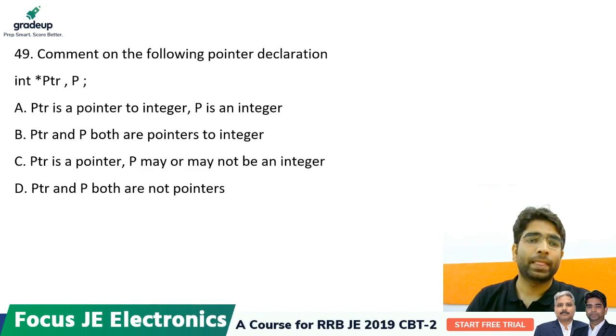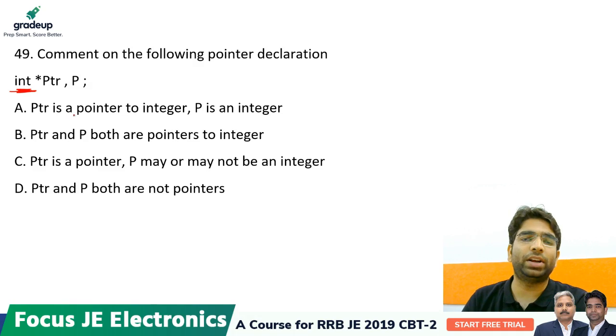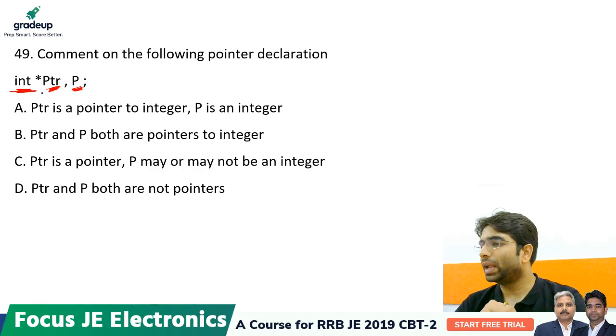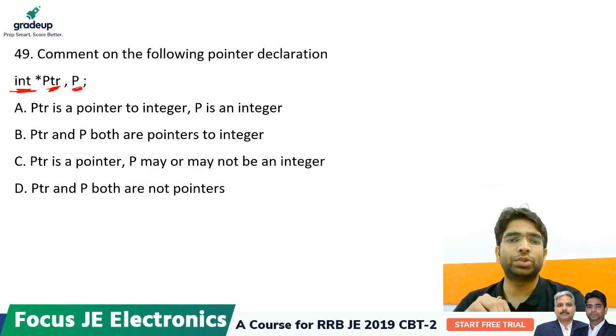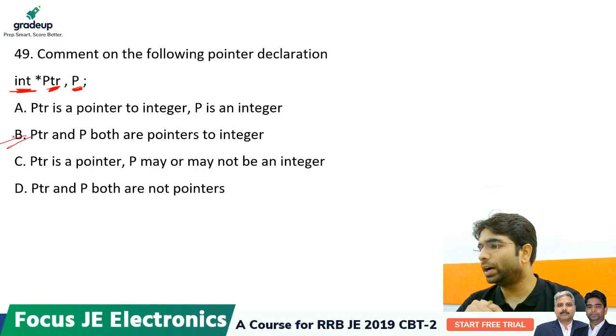The comment on the following pointer declaration, my dear friends, see at this phase, it is int. Int means integer type declaration has been done for pointers. It means PTR is a pointer that is integer, and P will also be an integer. So both are integers.